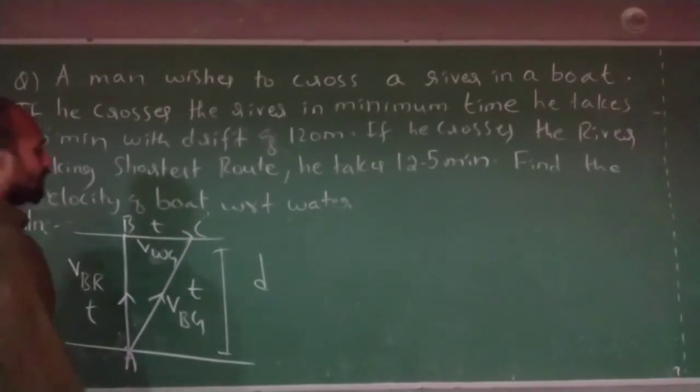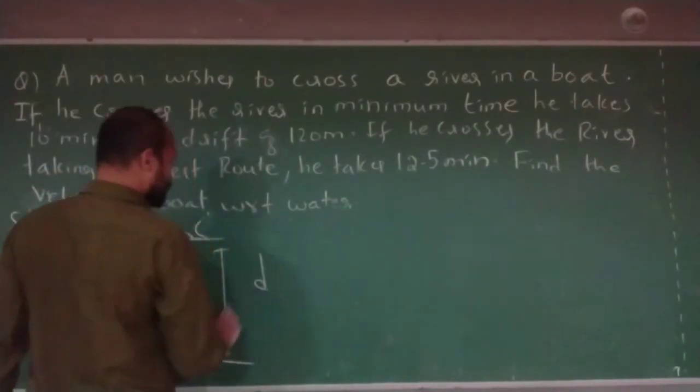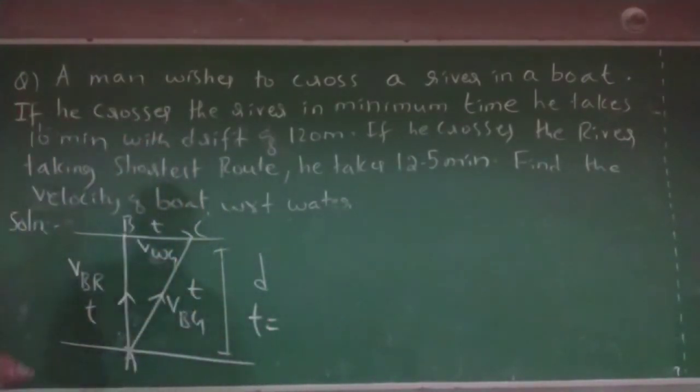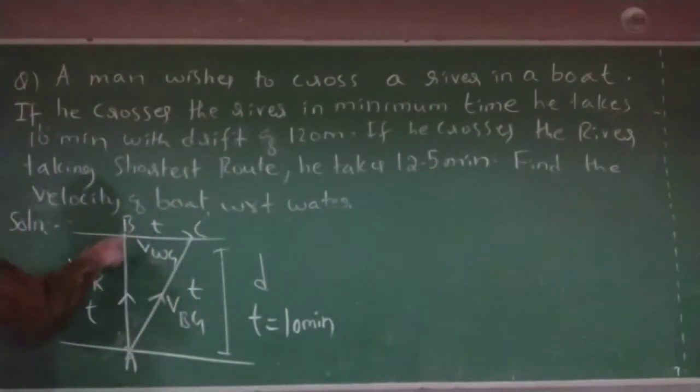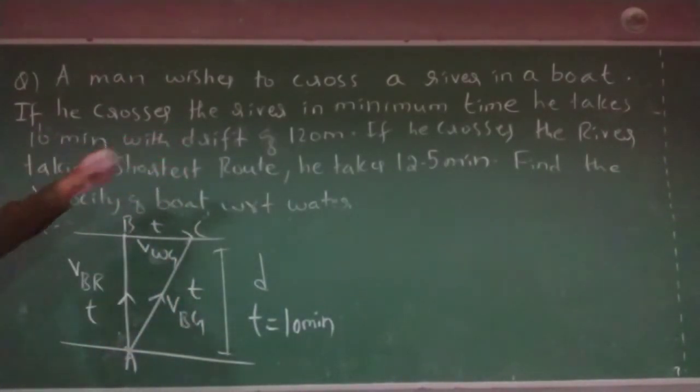What is the value of t? T is how much? T is 10 minutes. All of them t. Second case, if he crosses the river taking shortest route.